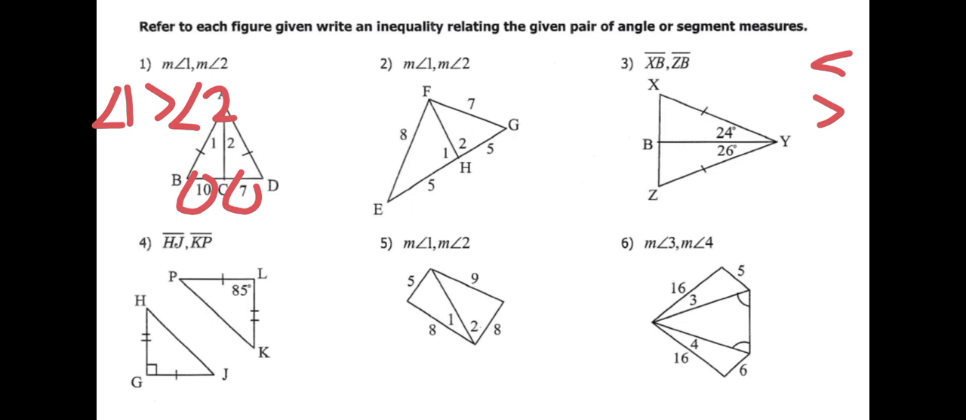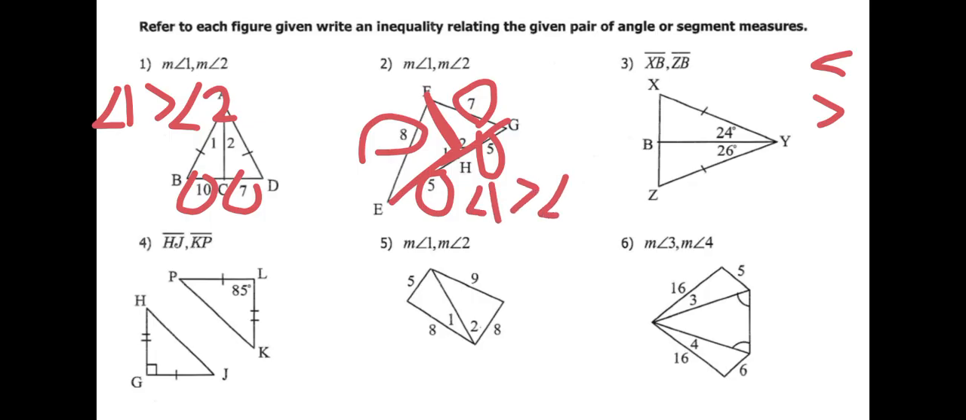For number 2, let's identify the two congruent parts. So this side and this side. It has measurements here, 5, 5, and this one is through reflexive property. So the opposite of angle 1 is 8, the opposite of angle 2, 7. So therefore, angle 1 is greater than angle 2, right?